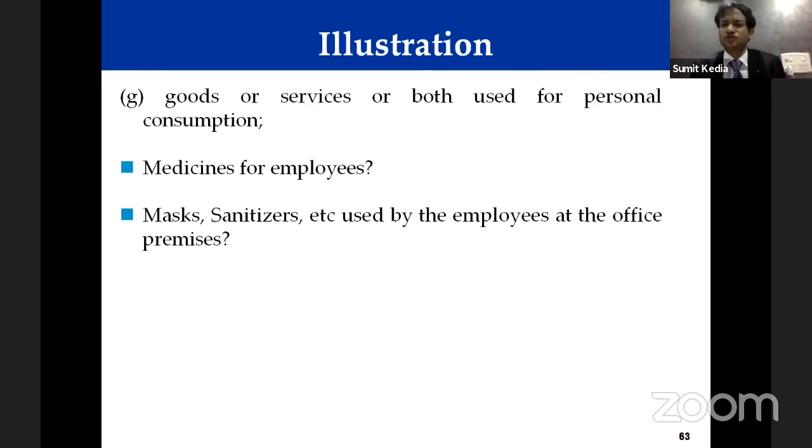Next, goods or services used for personal consumption. For example, if you see masks, sanitizers used by employees in the companies, in the offices. In my view, this is not personal consumption, because personal consumption is, let's say, I gift a mobile phone or laptop to my employee, which is used for personal purpose. It is for personal consumption. But during the course of furtherance of business, I am asking him to use a mask or sanitizer because of this pandemic, and all the more it is being mandated by MHA. In that case, this will not be treated as personal consumption, and in the case of masks and sanitizers, ITC should be allowed.